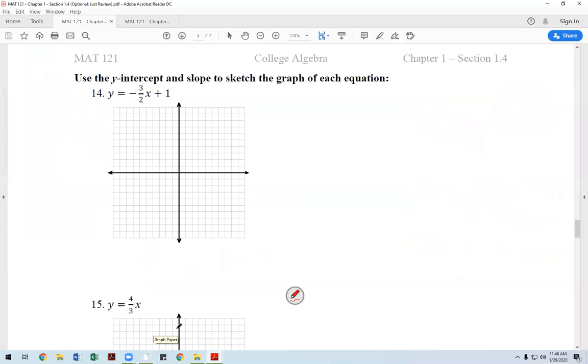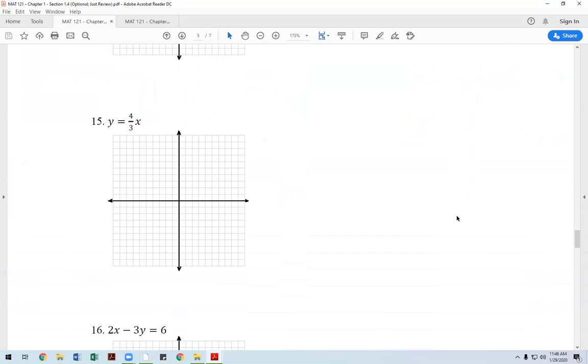So obviously my graphs are not coming out how I would like to. Now, where would you start with number 15? Y equals 4 over 3x. Because there's no plus or minus number, right? So usually what does that mean? Where's your y-intercept? Yeah, it's going to be at the origin, right? It's at 0, 0.